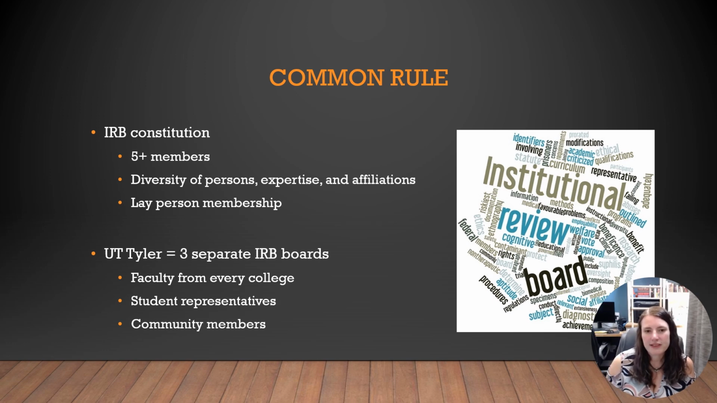The common rule dictates how an institutional review board is set up. It states that IRBs must consist of at least 5 people and that the IRB membership should be diverse. Diversity relates to personal characteristics like gender, race, and cultural backgrounds, as well as areas of expertise. The board is also required to be diverse in affiliations, with a requirement for at least 1 member whose focus is non-scientific matters and 1 member who's not affiliated with the institution.